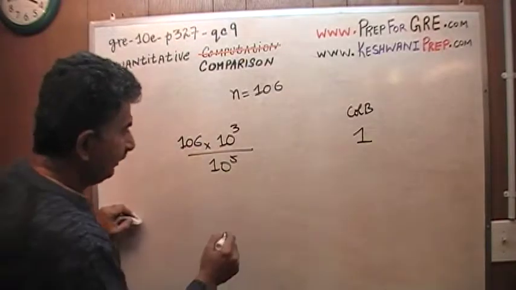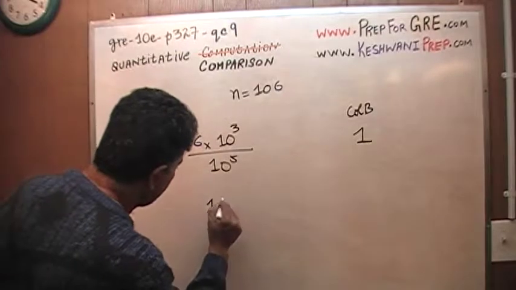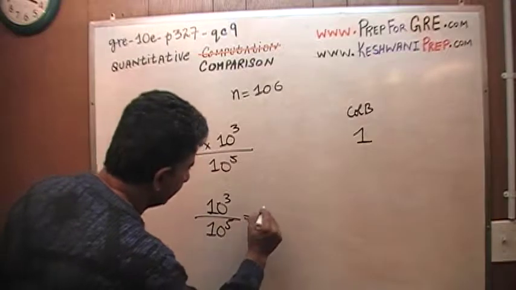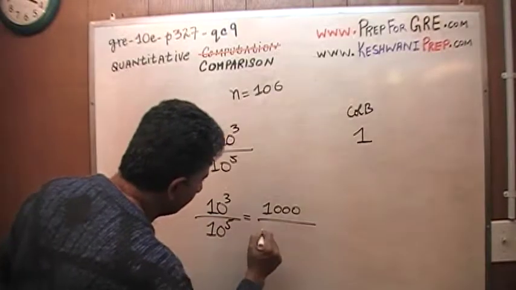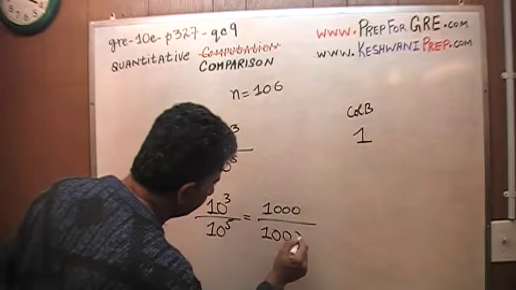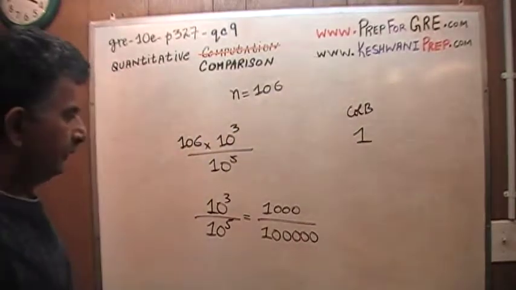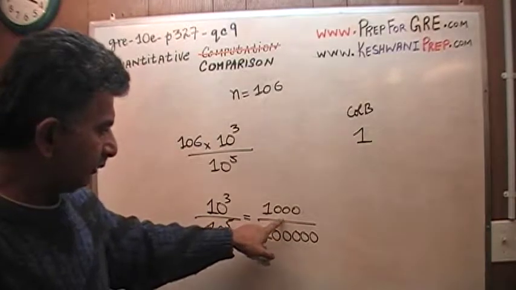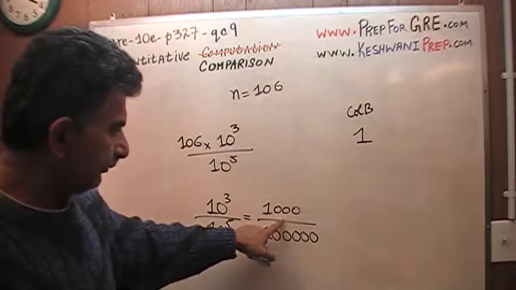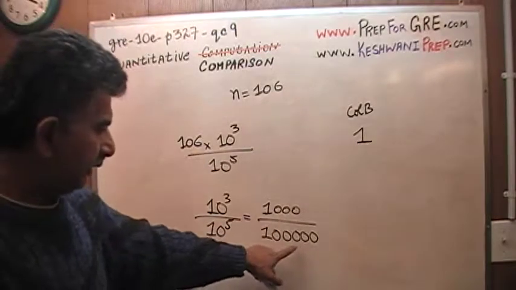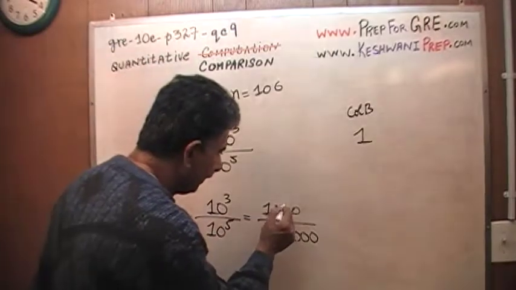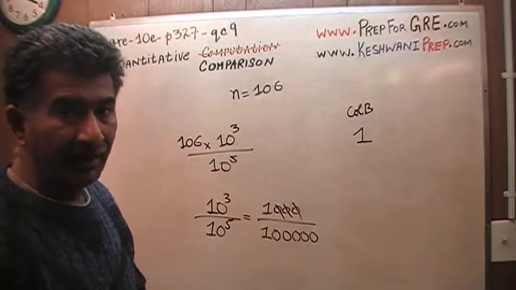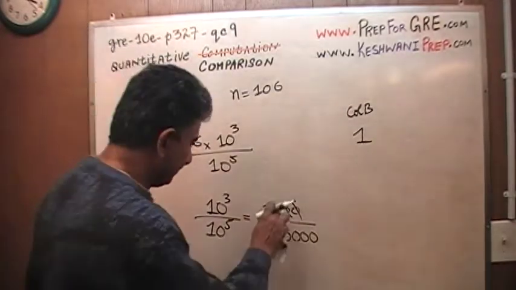And then this quantity, how can we work with this quantity? 10 raised to third over 10 to the fifth, which is same as 1000 over 1 with 5 zeros. 1, 2, 3, 4, 5 zeros. If we were to divide the top and the bottom by 1000, the numerator becomes 1. If I were to divide the denominator by 1000, I can get rid of these 3 zeros. I'm going to erase what I just did, and redo it in the manner that would be approved by my teacher.